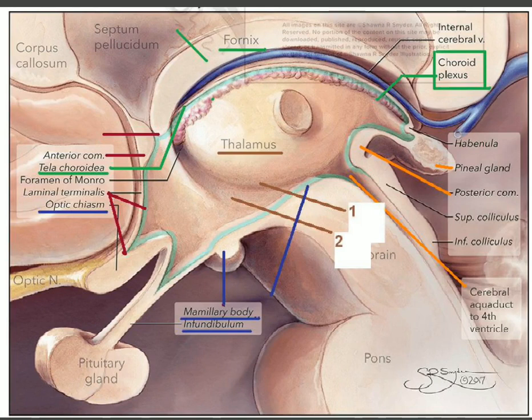Now in the previous lecture we had talked about the anterior wall and the posterior wall. Now in this figure you can see those structures. You can see the lamina terminalis here. Then you can see the anterior commissure, and this is the anterior column of the fornix. So these three structures form the anterior wall of this third ventricle. And you can also see the posterior wall here is formed by the pineal gland, the posterior commissure, and the cerebral aqueduct.